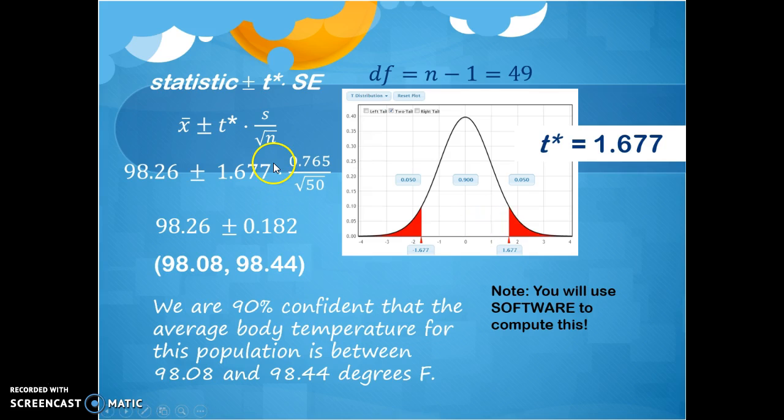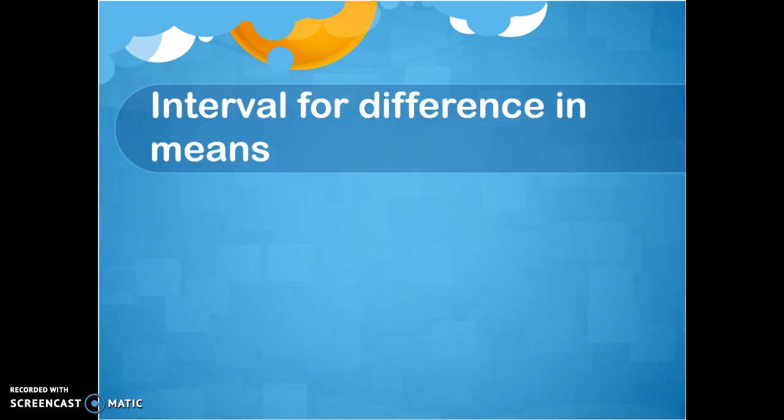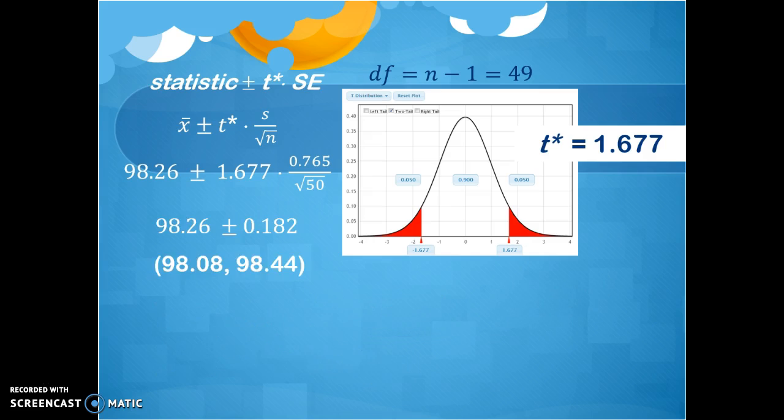And again, you're not going to have to do this by hand. You won't have to calculate this. This is just how it works. This is just where it comes from. You'll see the examples in the next video of how to do this in StatCrunch. Okay, so that was a confidence interval for a single mean.